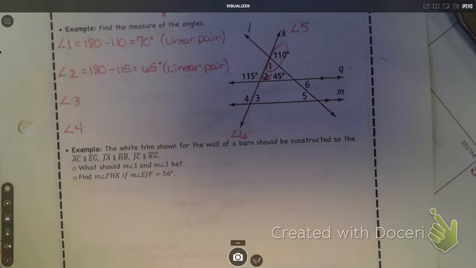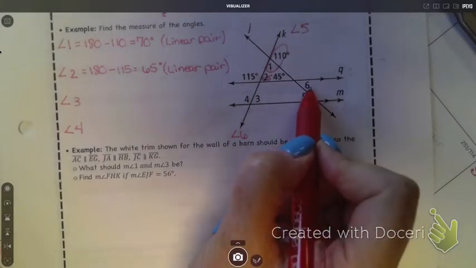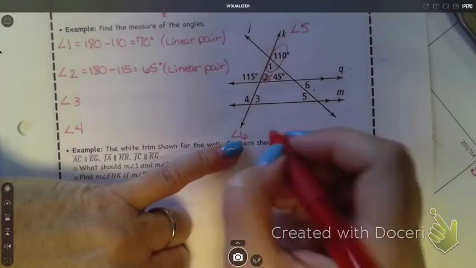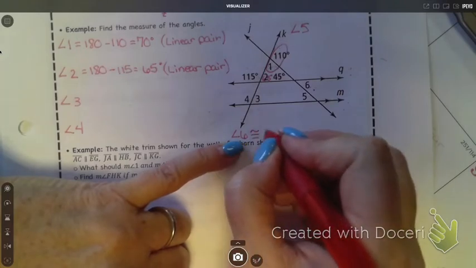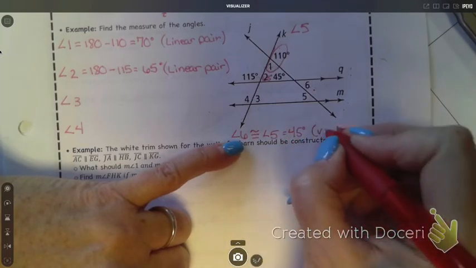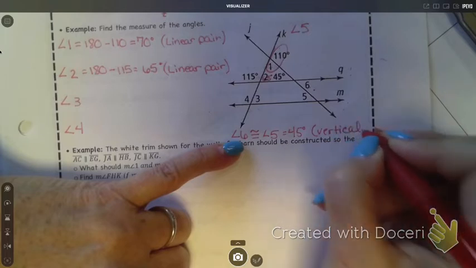180 minus 45. Why? What are you finding? What angle are you trying to find, Kale? 4, 3, 4, 5, or 6? Six? Okay, well, 45 has a relationship with 6, but not 180 minus 45. What's the relationship between 45 and 6? They're vertical angles. So what is 6? They'll equal the same. 45. So 6 is congruent to angle 5, which is equal to 45 because they are vertical. So this is 45 right here.